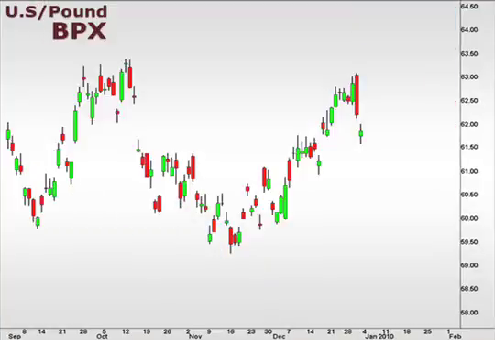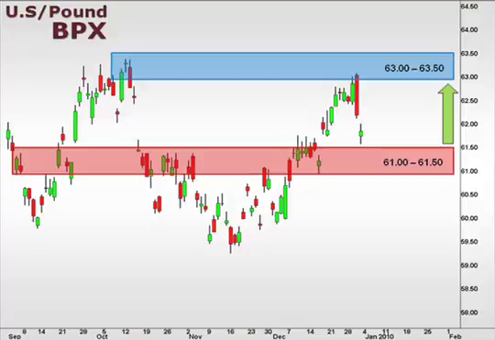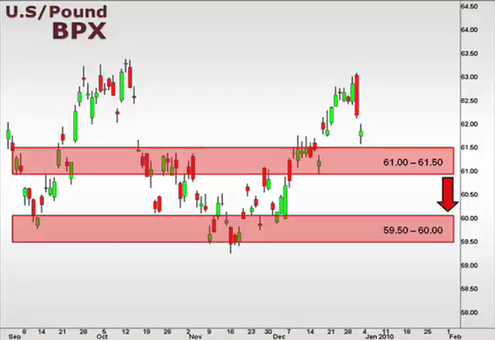Well, the US dollar lost some ground against the British pound as the BPX closed the week along the upper range of our 61.5 focal zone. A bounce here is still likely to run into some overhead resistance within the 63.5 range. Now, we may see the pair consolidate deeper into the 61.5 focal zone. However, failure here opens the window for a test of support back down within that 59.5 to 60 focal zone.